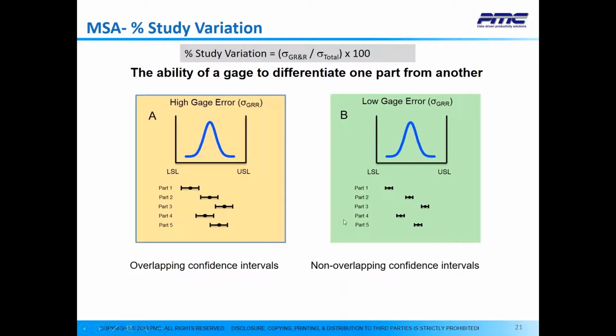The percent study variation, as we talked about already, is the ability of a gauge to differentiate one part from another. Here are a couple of examples. In this one, the part measurements are overlapping, so there's no way for our measurement system to differentiate from part to part. On the other hand, in this one, you don't have overlapping confidence intervals, which means our parts are so different from one another. If our gauge can actually differentiate that, that defines the health of our measurement system.